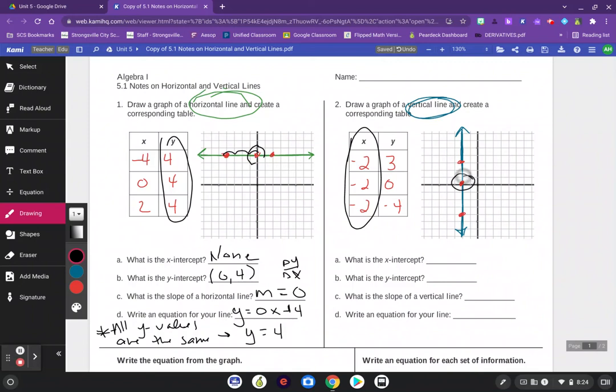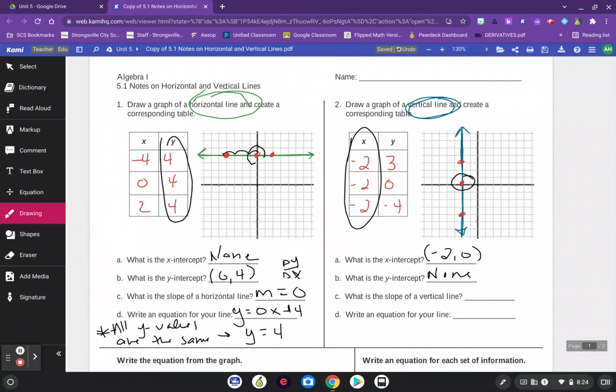I do have an x-intercept. My x-intercept is at -2, 0. And I do not have a y-intercept. Now, again, I would have a y-intercept if my vertical line was on the y-axis, but that's not the case here. It says, what is the slope of a vertical line?